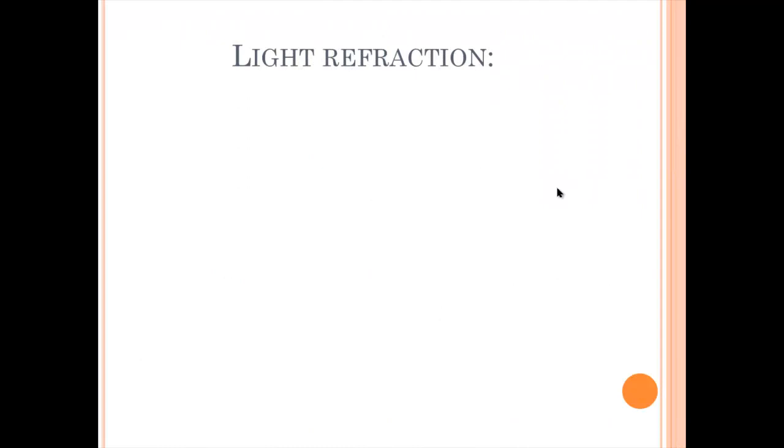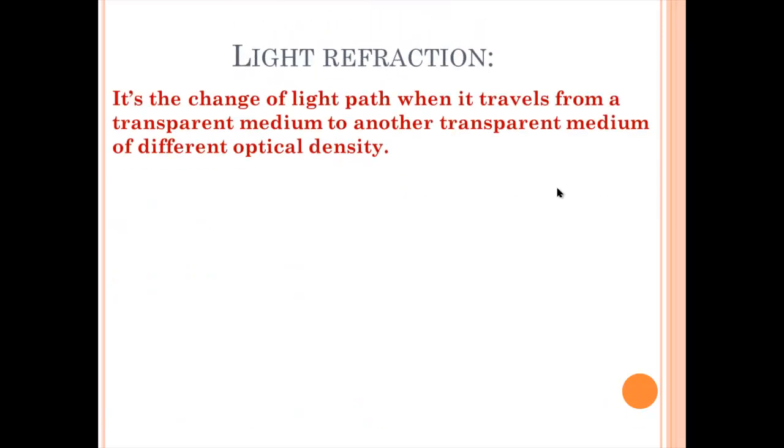The second property in this lesson is light refraction. It is a change of the light path when it travels from a transparent medium to another transparent medium of different optical density, not in the same medium. For example, when the light travels from glass to water or from air to water, two transparent media, the light refracts; it changes its direction.